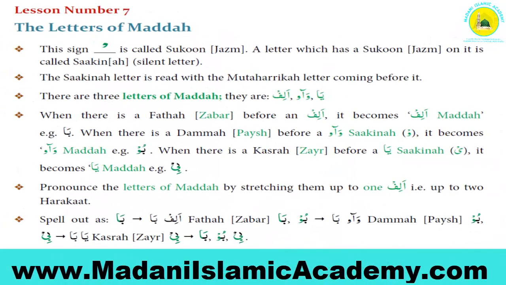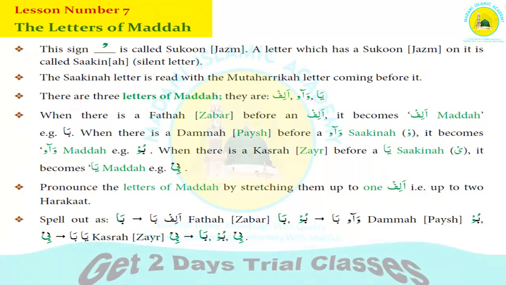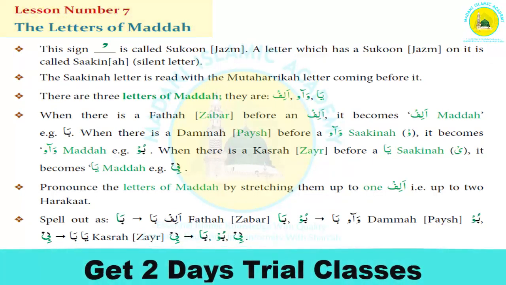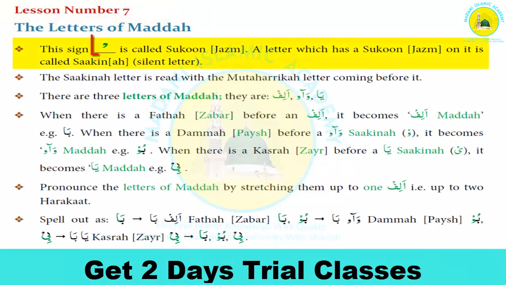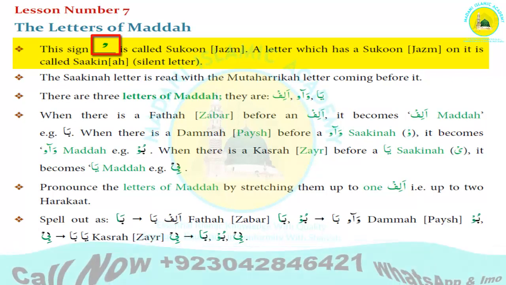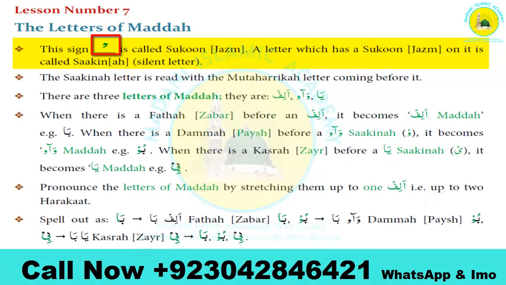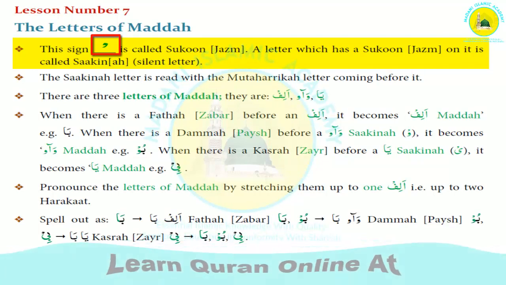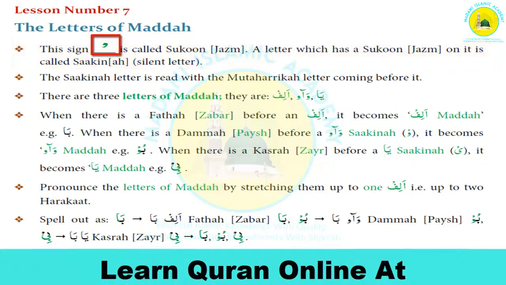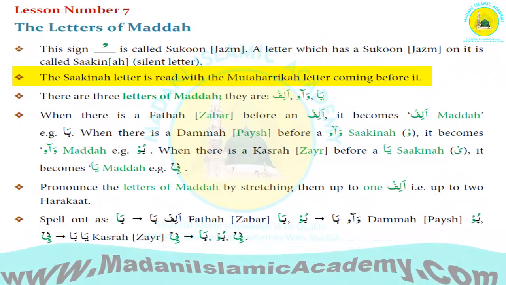Inshallah Azza wa Jal, we're going to start lesson number 7. Now, just the rules first of all. This sign that you can see on your screen, this sign like a boomerang shape, is called a sukoon, a jazm. A letter which has a sukoon, a jazm on it is called a sakin, a silent letter. The sakin letter is read with the mutaharrika letter coming before it.